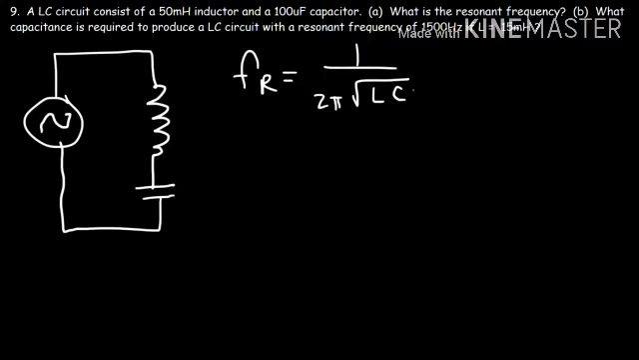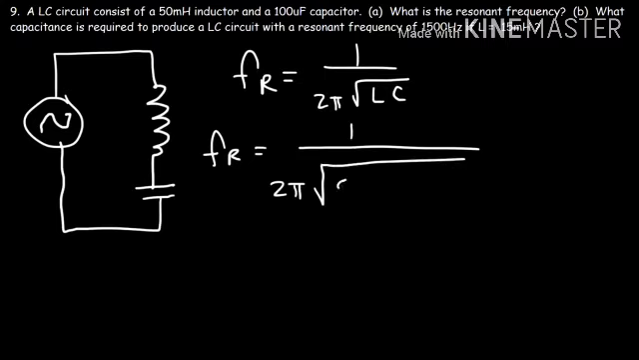So all we need to do to answer part A is just plug in the data that we have. We know the inductance, 50 millihenries, is 50 times 10 to the minus 3 henries. And then the capacitance is 100 times 10 to the negative 6 farads. So all you got to do is type this in. But let's take it one step at a time. Let's multiply 50 times 10 to the minus 3 by 100 times 10 to the minus 6. That's 5 times 10 to the negative 6.